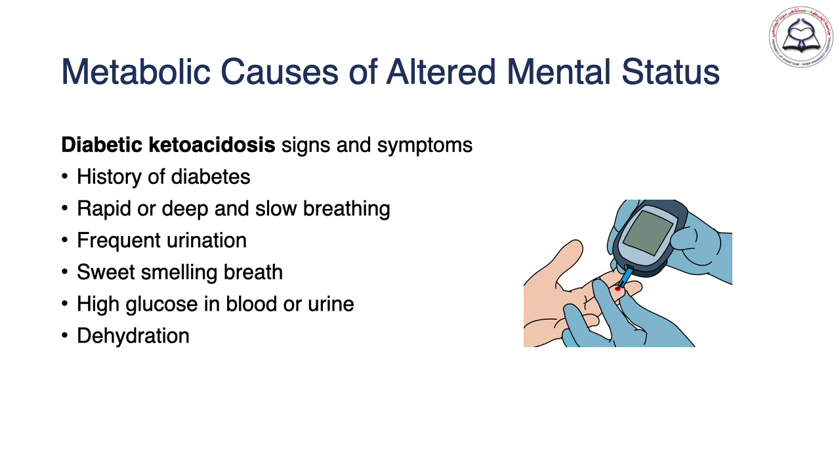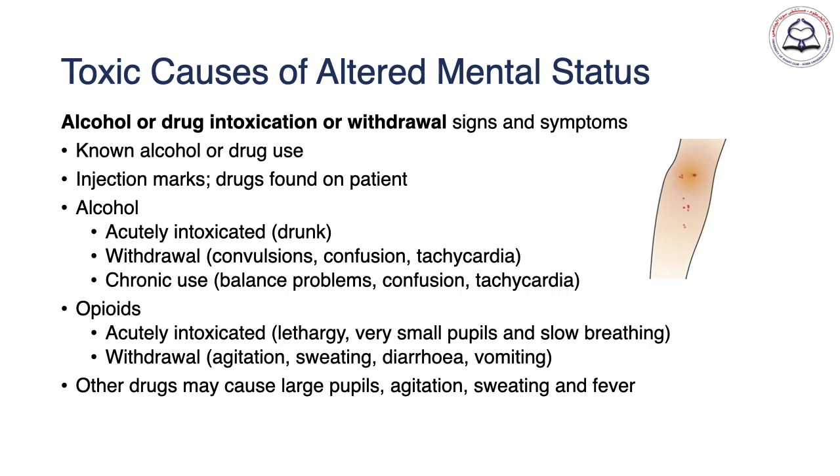The patient presents with a history of diabetes, acidotic breathing, frequent urination, sweet-smelling breath, high blood glucose, and dehydration. Toxic causes of altered mental status: think about alcohol or drug intoxication or withdrawal. In alcohol acute intoxication, the patient is drunk, while in withdrawal they have convulsion, confusion, tachycardia.